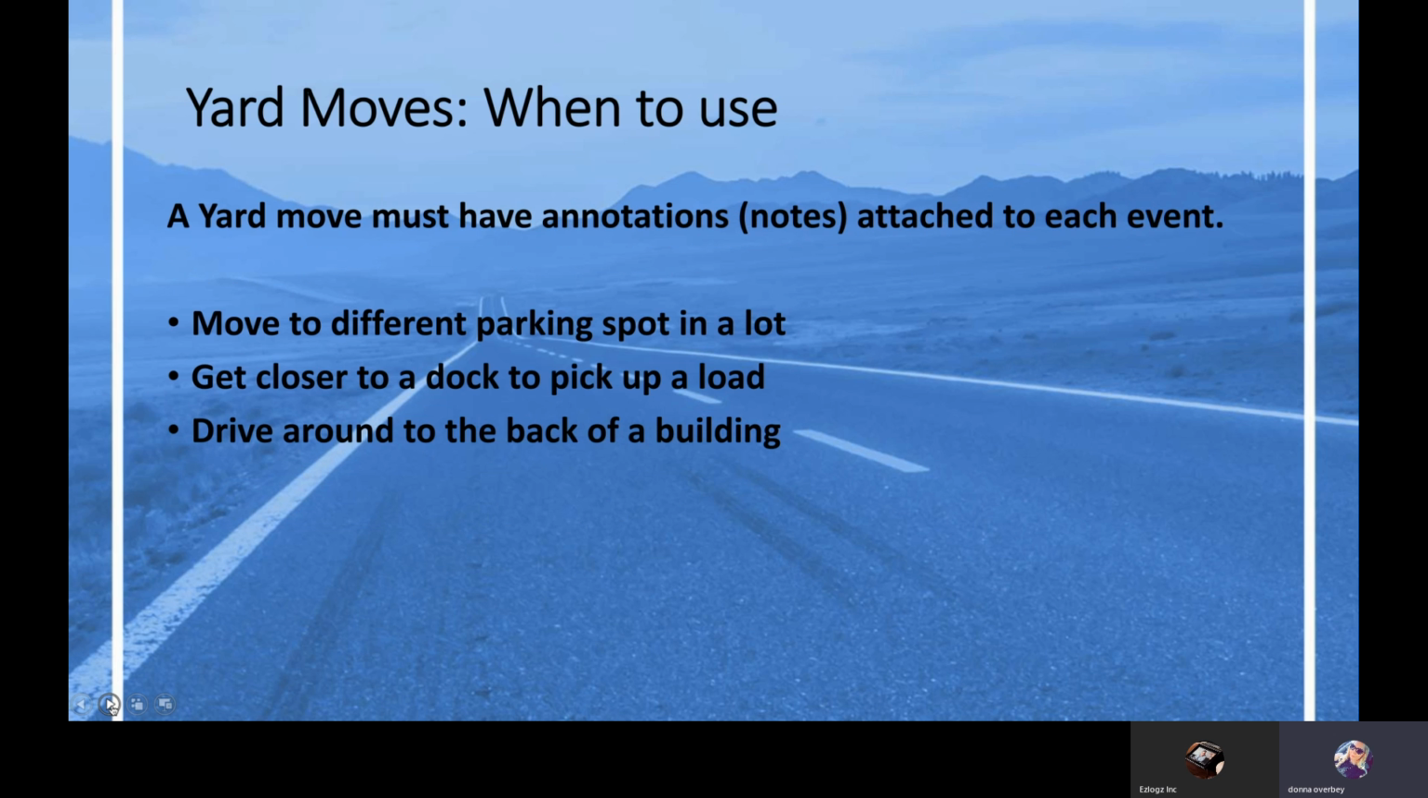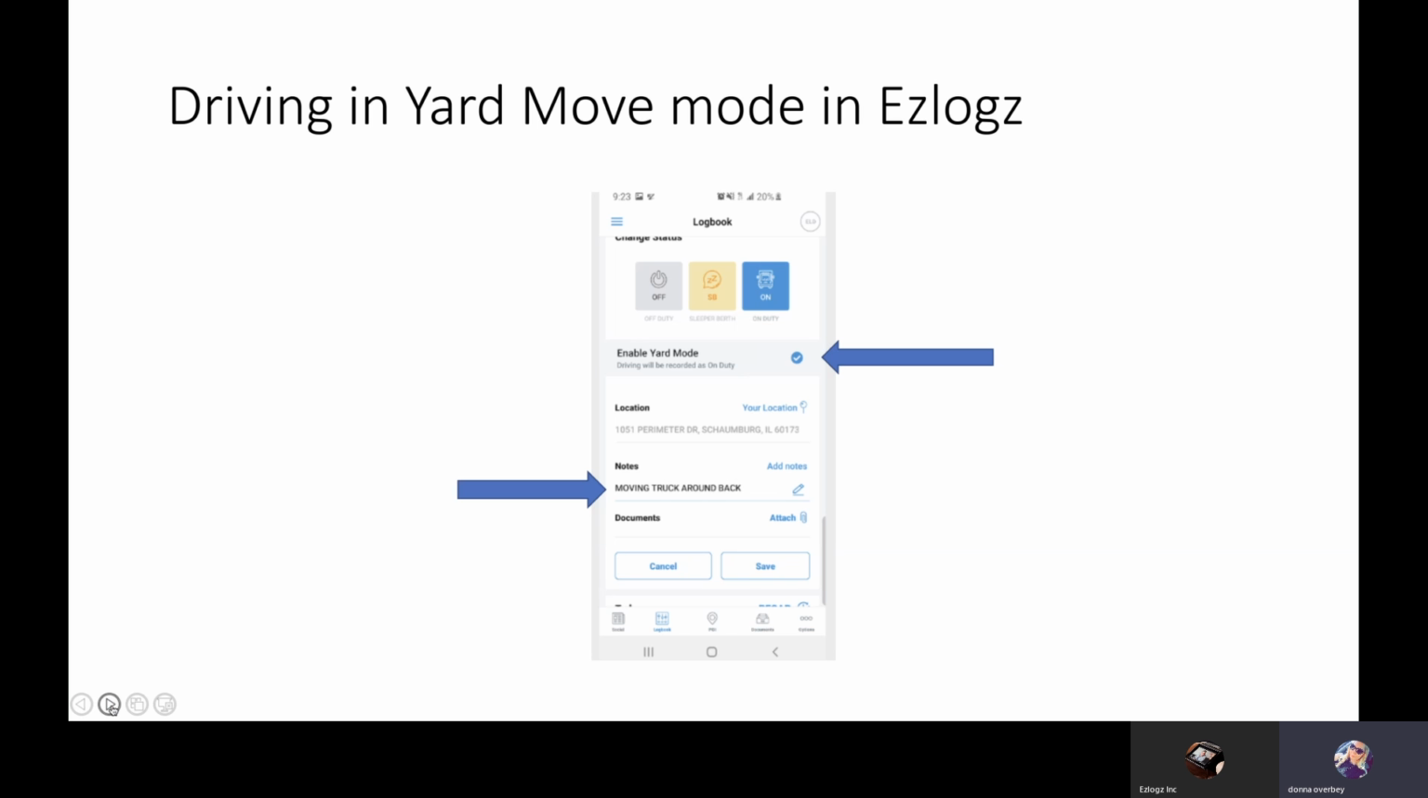Yep. So here are some examples of when to use the yard move. And remember, they have to have the annotations, which are the notes attached to each event. I'm going to show an example of that as well. Some examples of what a company could say you could use it for are: move to a different parking spot in a lot, get closer to a dock in order to pick up a load, or drive around to the back of a customer's building.